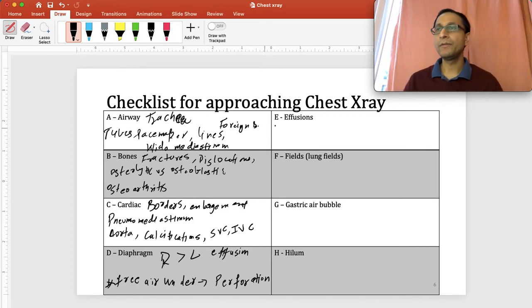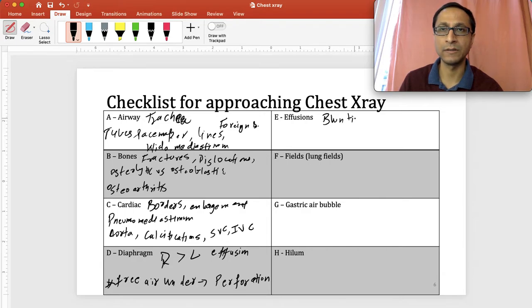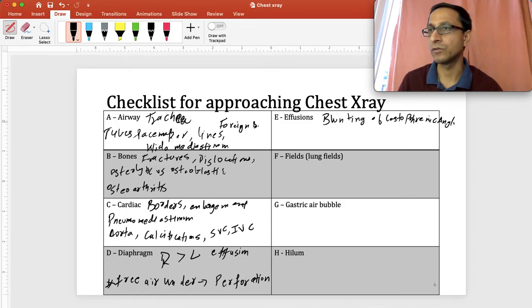And then we have E for effusion. Effusion, usually you'll find blunting of the costophrenic angle. If they say blunting of costophrenic angle, you have your diagnosis. It's some sort of effusion. Costophrenic angle, right? And at this point, you can also look for the pleura.